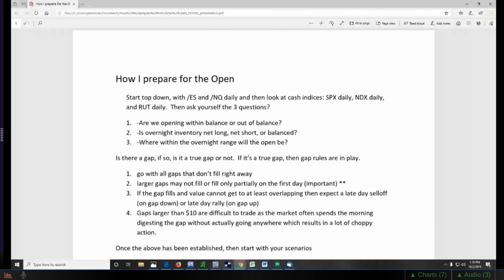All right, let's start with the beginning here. See what I wrote in the beginning: start top down. What does it mean to start top down? Top down simply means that you start with an approach that starts with longer term charts. You can go out to weeklies or monthlies if you want, but for the sake of argument, we'll start with dailies. You'll look at the ES and the NQ first, and then take a quick look at the cash indices as well. All right, I'm going to start with ES.